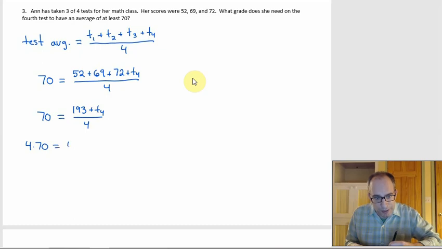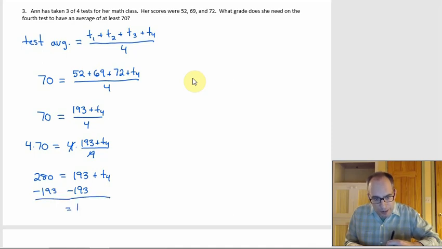So 4 times 70 equals 4 times 193 plus T4 over 4. And then those 4s are going to cancel. 70 times 4 is 280. So then 280 is equal to 193 plus T4. And then if we subtract 193 from both sides in order to get T4 by itself, then we are going to get T4 by itself on the right side. On the left, let's see, that is 87.